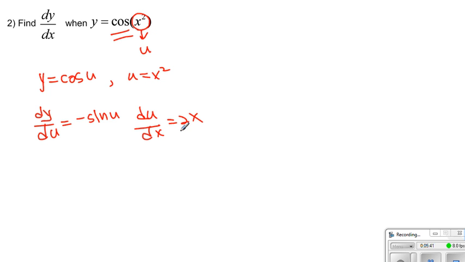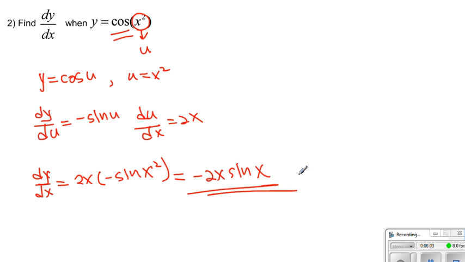Then all we have to do is simply combine them together, where dy over dx is simply the product of these two. So we have 2x times negative sine of u. What is u? x squared, which simplifies into negative 2x sine of x. That becomes our answer.